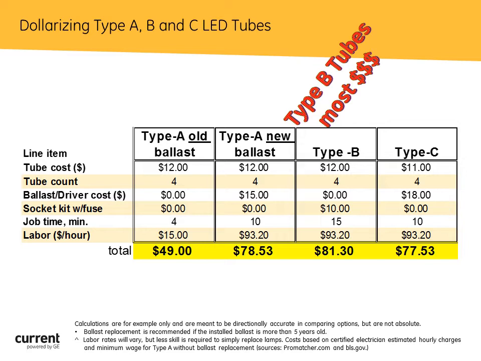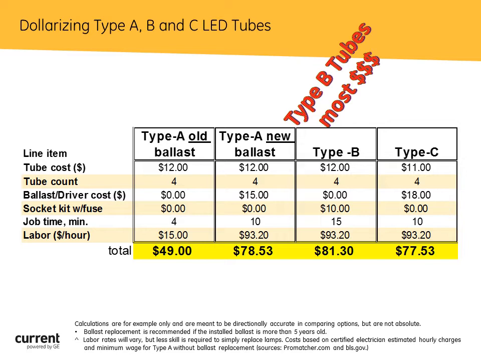I'm assuming here a 4-lamp fixture. You see my tube costs here are just about the same across the board. Type C's $1 cheaper than a B or an A. Drivers, well, the only place where we'd have to either buy a driver or replace a ballast would be a Type A with a new ballast. I'm putting $15 in for that new ballast, which is compatible, and we've checked it because it's on the list. Or I've got to buy a Type C driver, which is mandatory if you go with a Type C solution.